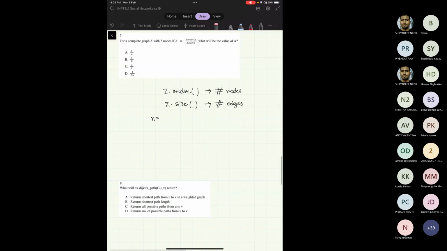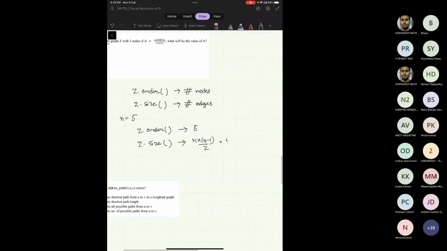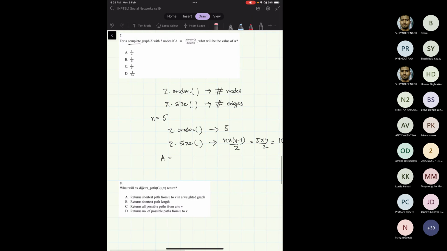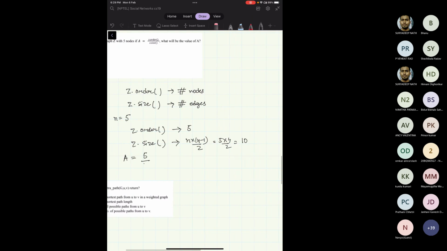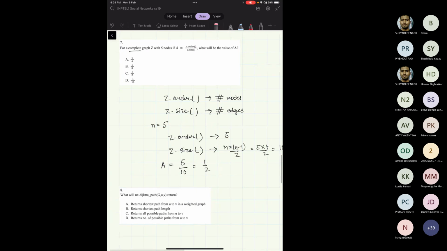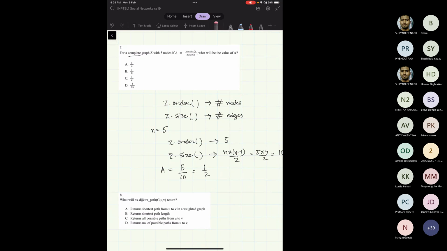Now if n equal to 5, Z.order is going to give 5, and Z.size is going to give, since Z is a complete graph, meaning fully connected, n into n minus 1 by 2, so that is equal to 5 into 4 by 2, that is equal to 10. So the ratio A is basically 5 over 10, that is half. So the right answer for this question is option C.